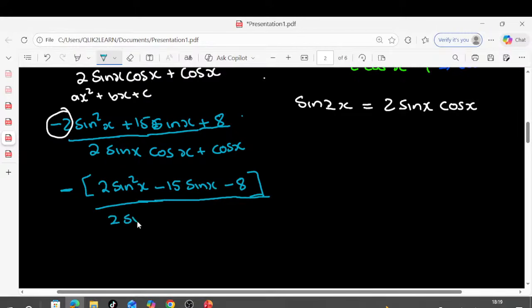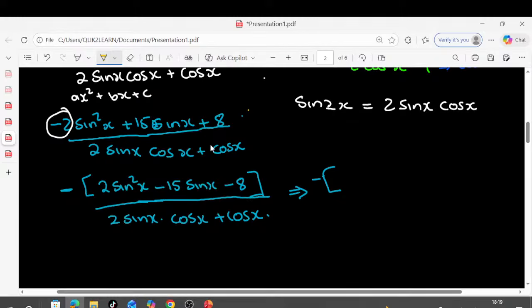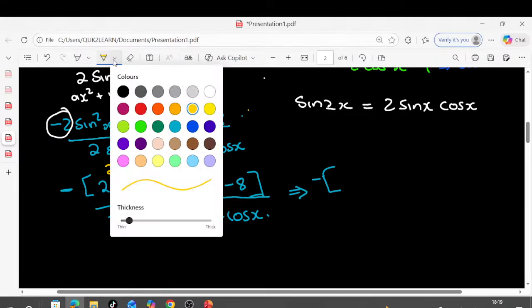The bottom part, we still have the sine x multiplied by the cos of x plus the cos x. So look at this. What we're going to do next is factorize the top part. This is minus inside the bracket. Remember, I can write this as a quadratic equation. I can say this is the same as 2x squared minus 15x minus 8. Then we can factorize that. If you don't know how to factorize this, change it into a quadratic form, then factorize that.